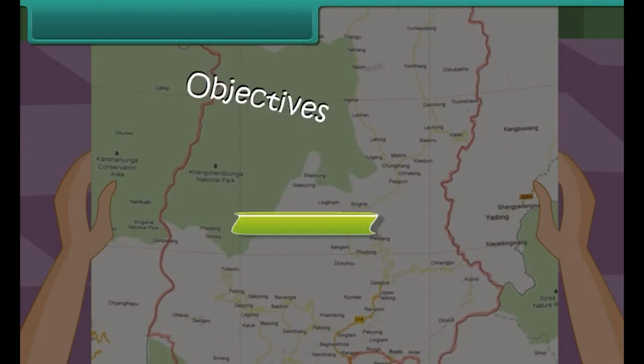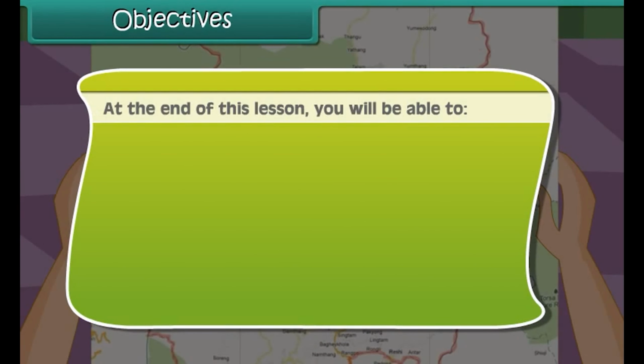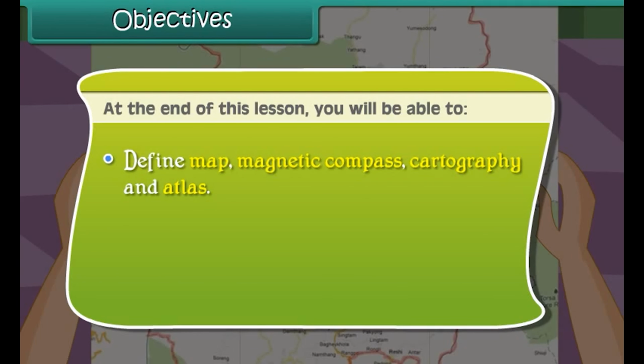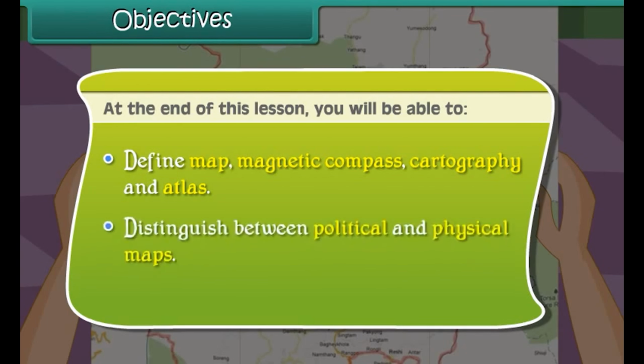Objectives. At the end of this lesson, you'll be able to define map, magnetic compass, cartography, and atlas. Distinguish between political and physical maps.